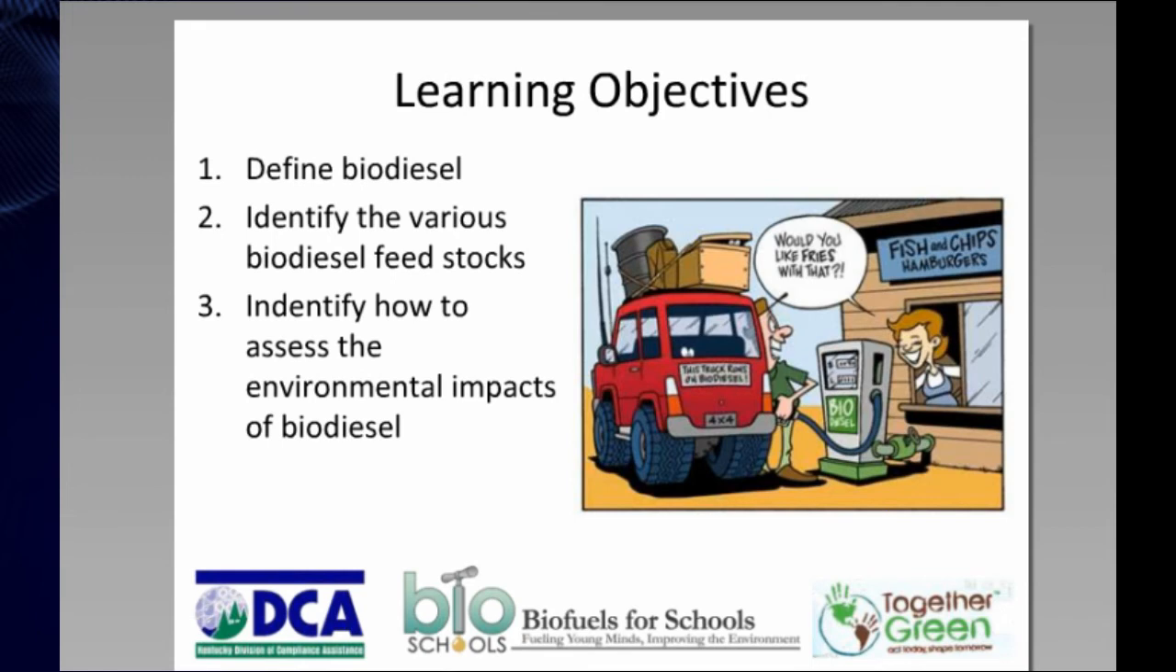Module 1 covers 3 basic learning objectives. At the end of the module, you should be able to define what biodiesel is, identify the various biodiesel feedstocks, and finally, identify how to assess the environmental impacts of biodiesel. At the end of the module, you will receive a certificate of completion.